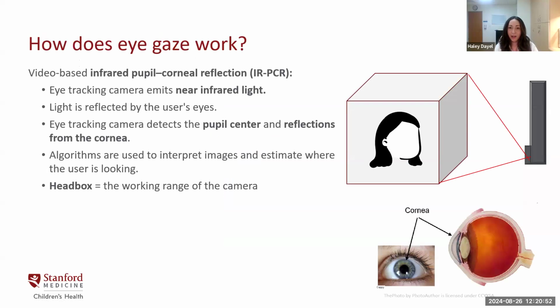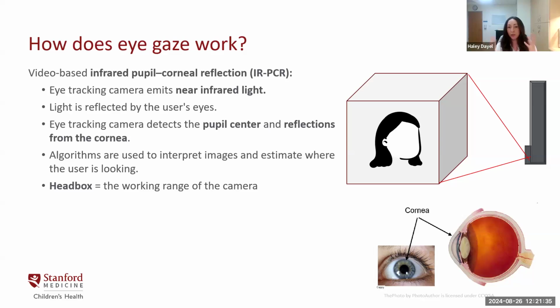So let's first talk about how eye tracking works. Most eye tracking systems that are used in AAC use something called infrared pupil corneal reflection. So what this means is that the eye tracking camera is emitting a near infrared light that's bathing the user's face in light. And then light is then being reflected off of the user's eyes and picked up by the camera. So the camera is specifically looking for the center of the pupil and certain reflections off of the cornea. And it uses those points to interpret the images and make an estimate based on certain algorithms and mathematical models of how eyes work. It takes that and plugs it into their data and then tries to guess where the user is looking.